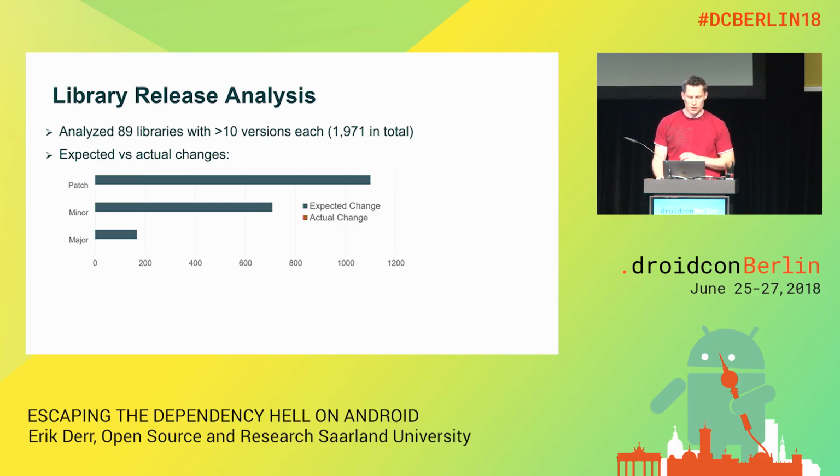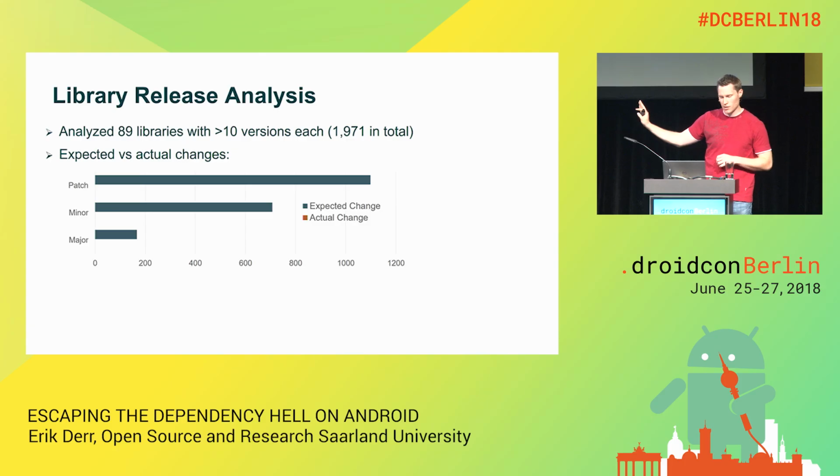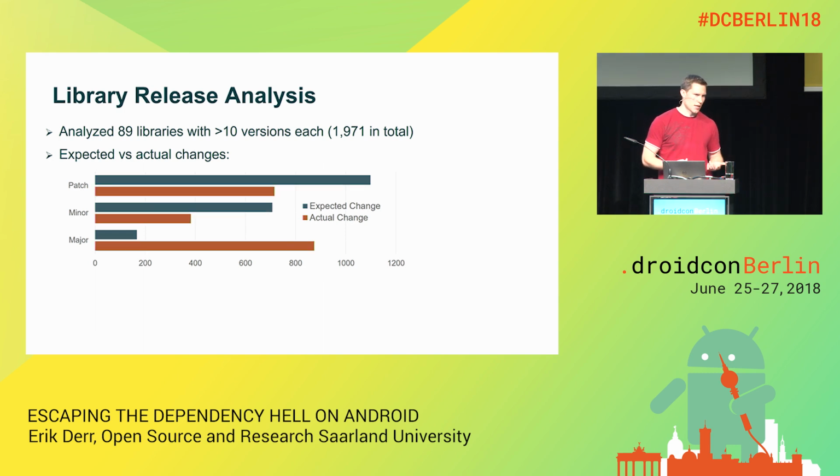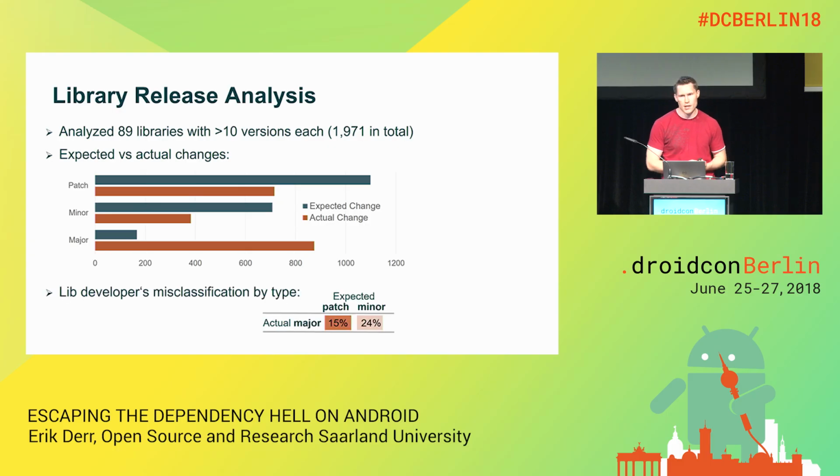And here in the plot we see first the expected changes, so specified by the library developer. And this is really textbook, how you would expect this. So there's the vast majority of patch level changes, so code changes only, a few minor additions like new functionality, and some API breaking changes. But the reality is, of course, again, a bit different. So the vast majority is API breaking changes.